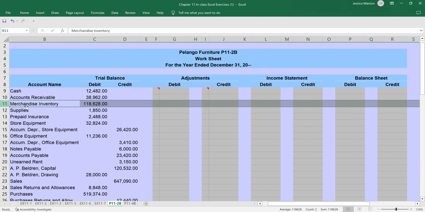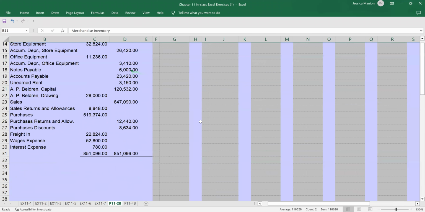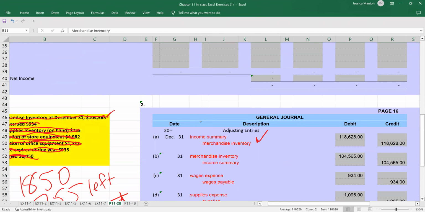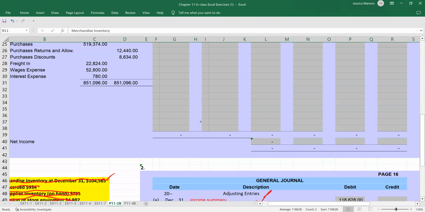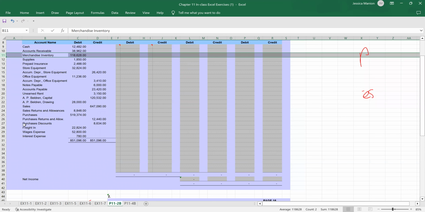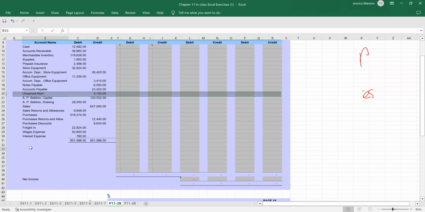Letter A, we zeroed out this inventory account. So if we look back here, the entry is debit income summary, credit merchandise inventory. If we look here at our accounts, we do not have income summary here. So we just need to type it in like we've done before. So we're going to have income summary. And this is letter A. And this is the one where we closed out that beginning balance.